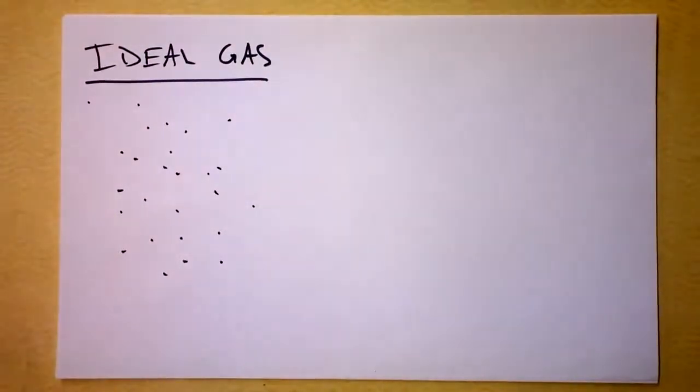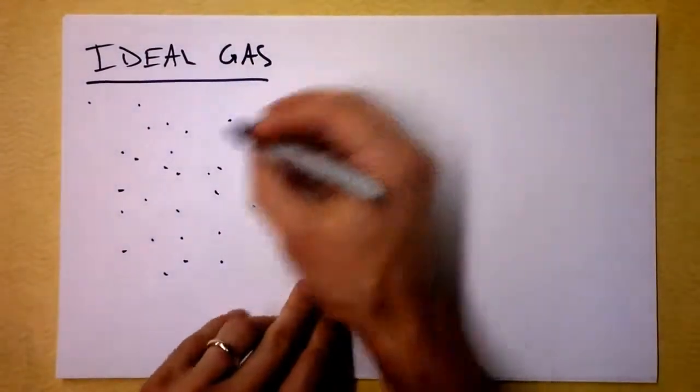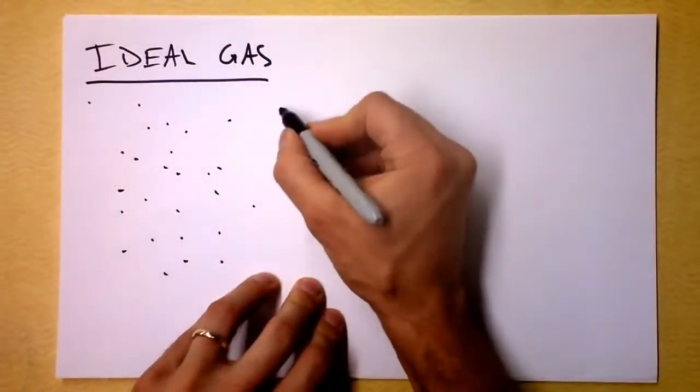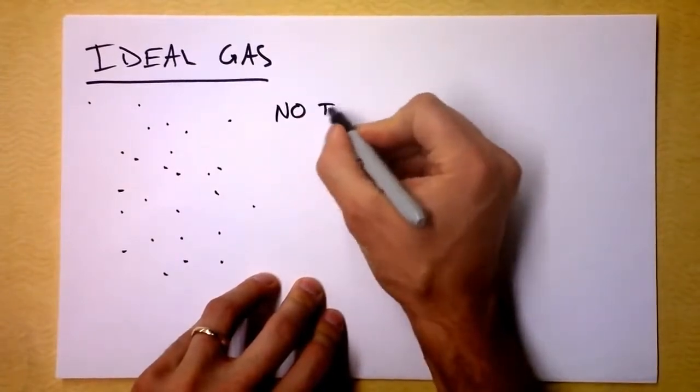Kind of bouncing around on each other. And an ideal gas means two things. One, they do not interact with each other. So here we go. No interactions.